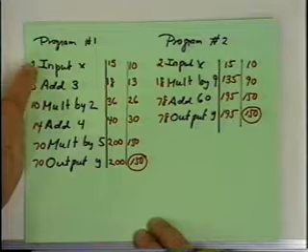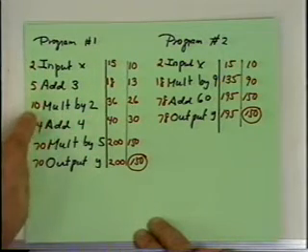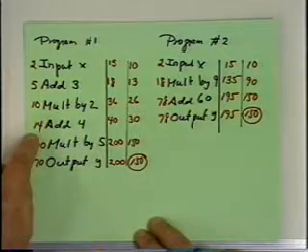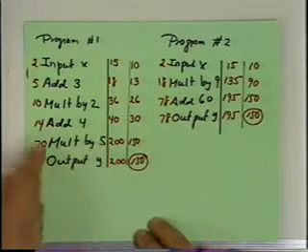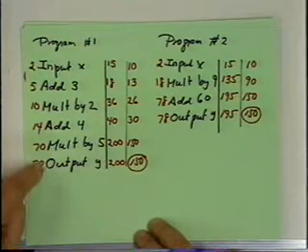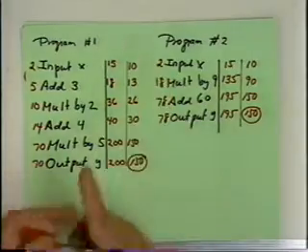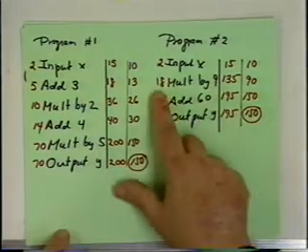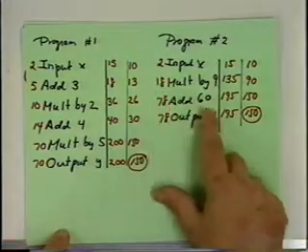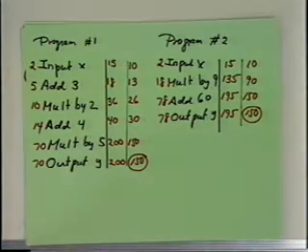I start with 2, I add 3, that gives me 5. I multiply by 2, that gives me 10. I add 4, gives me 14. I multiply by 5, that gives me 70. So if the input is 2, the output is 70. Let's see how that works here. If the input is 2, I multiply by 9, that gives me 18. I add 60, that gives me 78. So the output would be 78.